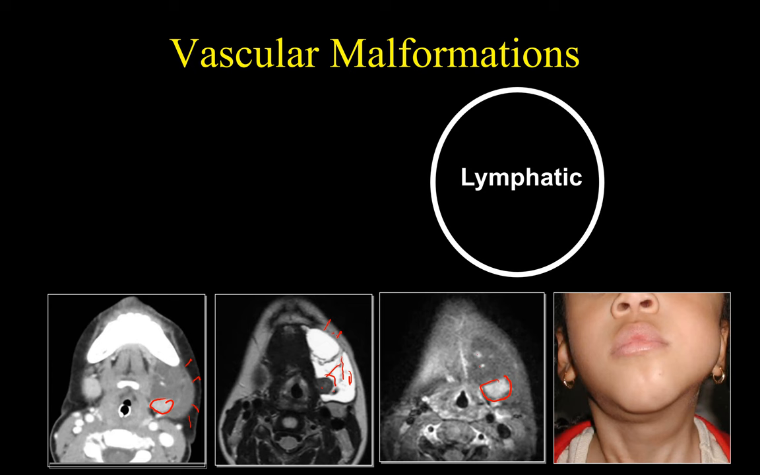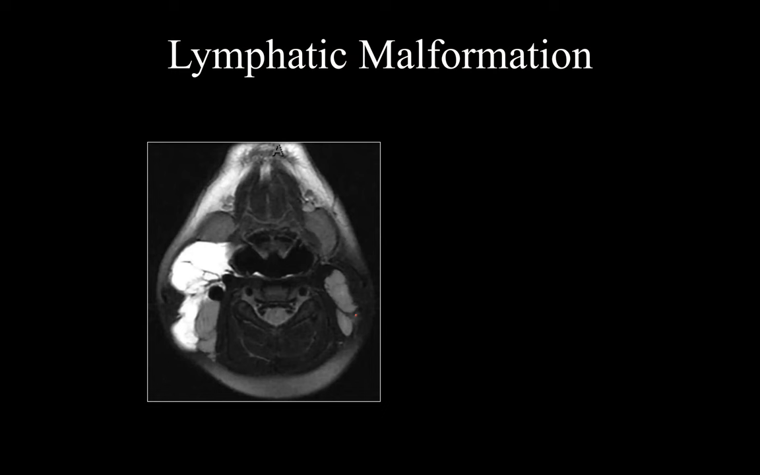The term that we tend to use in radiology is that they're transspatial. So if you see a child or a young adult that has this water bag appearance and it's kind of infiltrating to different areas, consider the possibility of a lymphatic malformation. As I mentioned before, lymphatic malformations are low flow malformations, and it's debatable whether you can treat these.